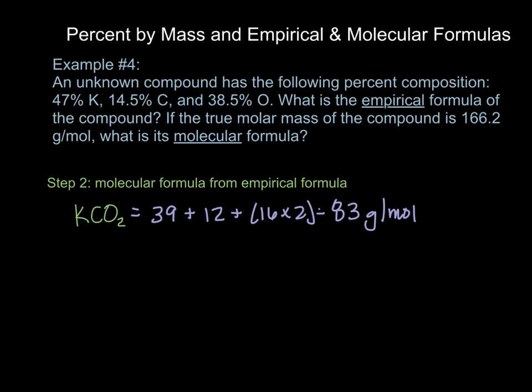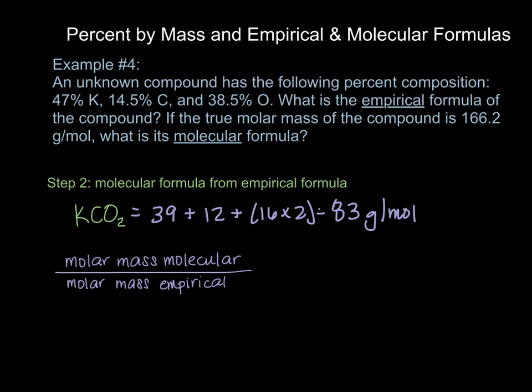And step 2 tells me I need to find the ratio between the molar mass of my molecular formula and the molar mass of my empirical formula. So the molar mass of my molecular formula was given to me in the problem, and it's 166.2 grams per mole, and I calculated the molar mass of my empirical formula, which is 83 grams per mole. So 166.2 divided by 83, and I get 2. So I know that my molecular formula is twice as big as my empirical formula.